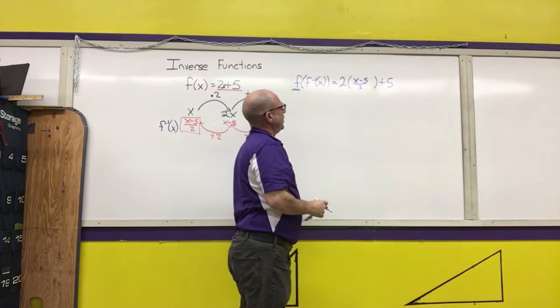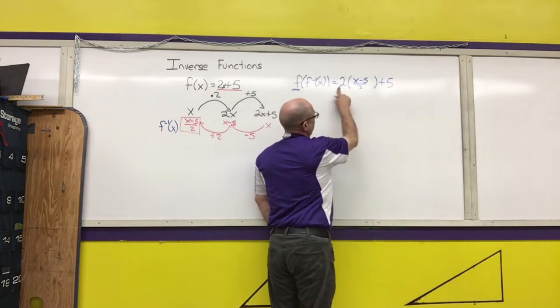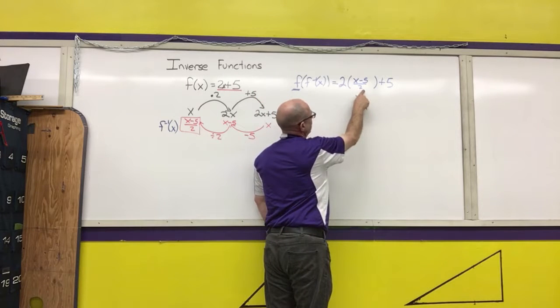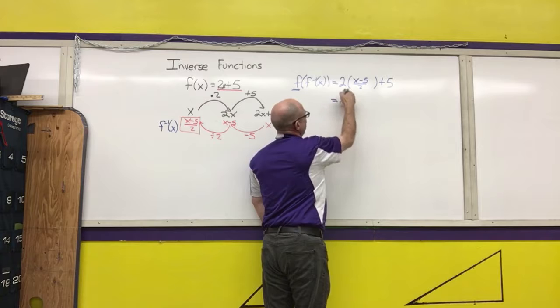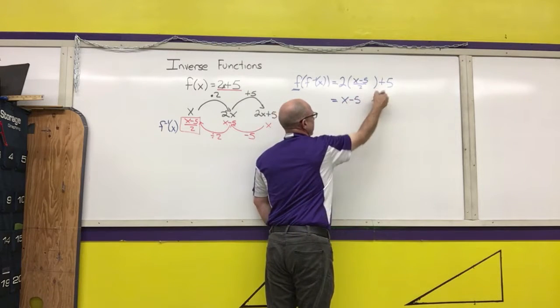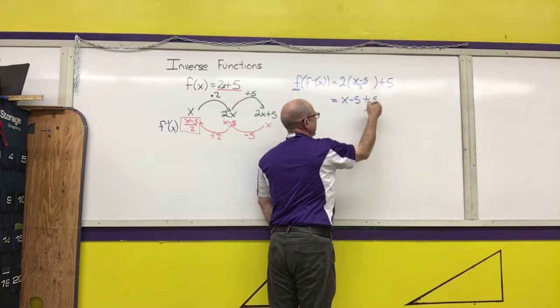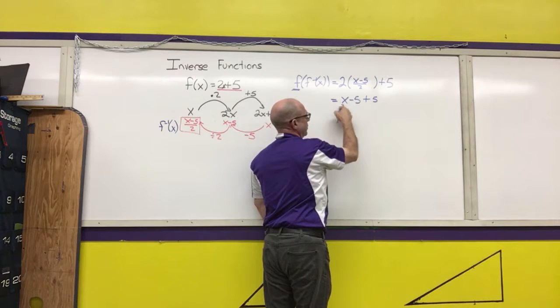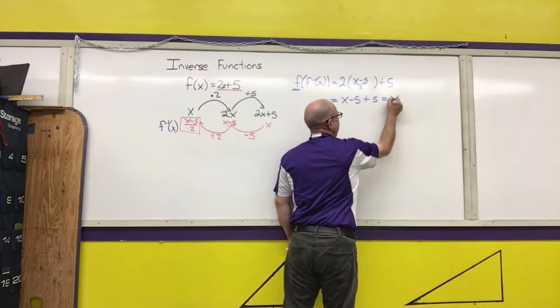Now I'm going to simplify this. Well, 2 divided by 2 is 1. And then 1 times x minus 5 is just x minus 5 plus 5. 5 minus 5 is 0. So that gives me x.